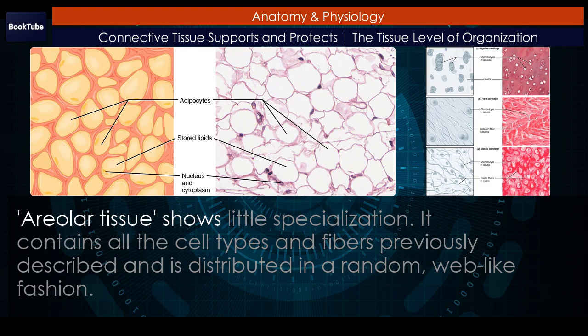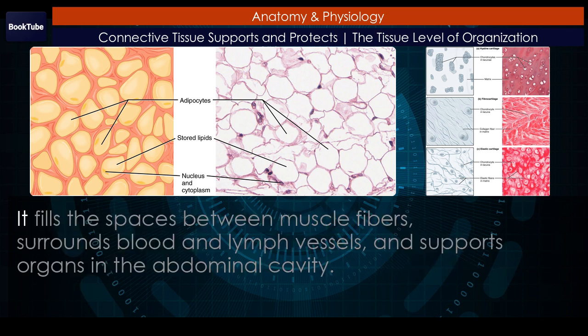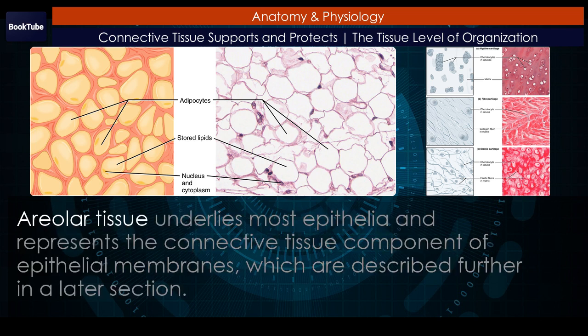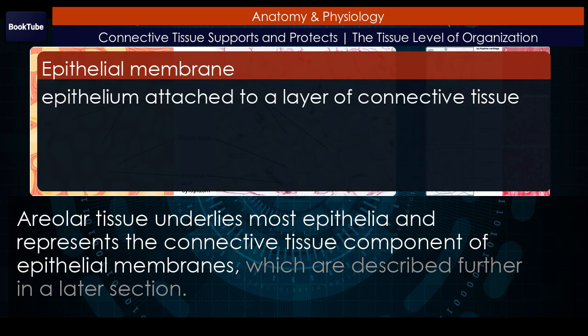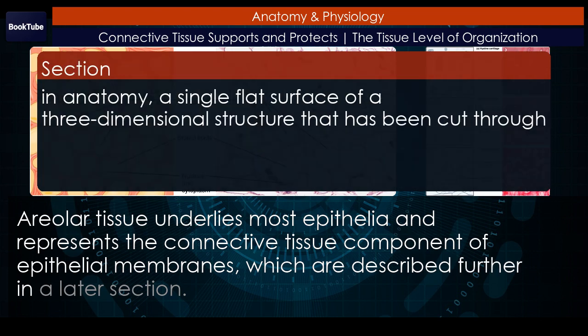Areolar tissue shows little specialization. It contains all the cell types and fibers previously described and is distributed in a random, web-like fashion. It fills the spaces between muscle fibers, surrounds blood and lymph vessels, and supports organs in the abdominal cavity. Areolar tissue underlies most epithelia and represents the connective tissue component of epithelial membranes, which are described further in a later section.